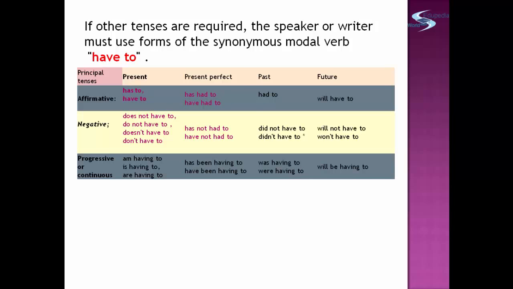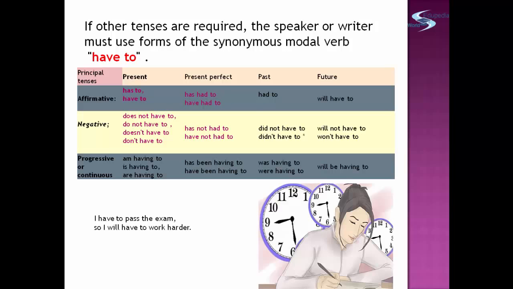Present progressive or continuous tenses: am having to, is having to, are having to. Present perfect progressive or continuous: has been having to, have been having to. Past progressive or continuous: was having to, were having to. Future progressive or continuous: will be having to. I have to pass the exam, so I will have to work harder.